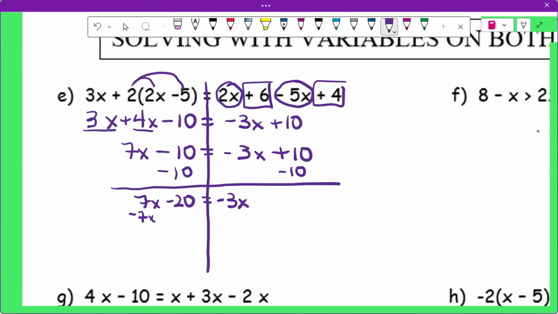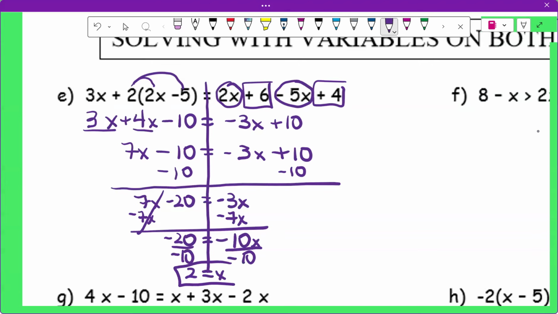We'll collect the variable terms on the other side. Divide by our coefficient. And so we have one solution again, x equals 2.